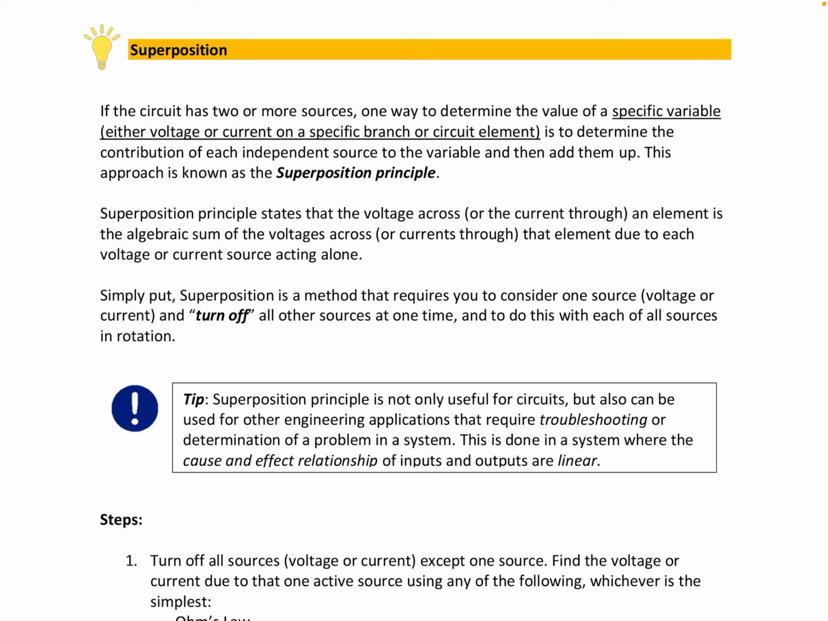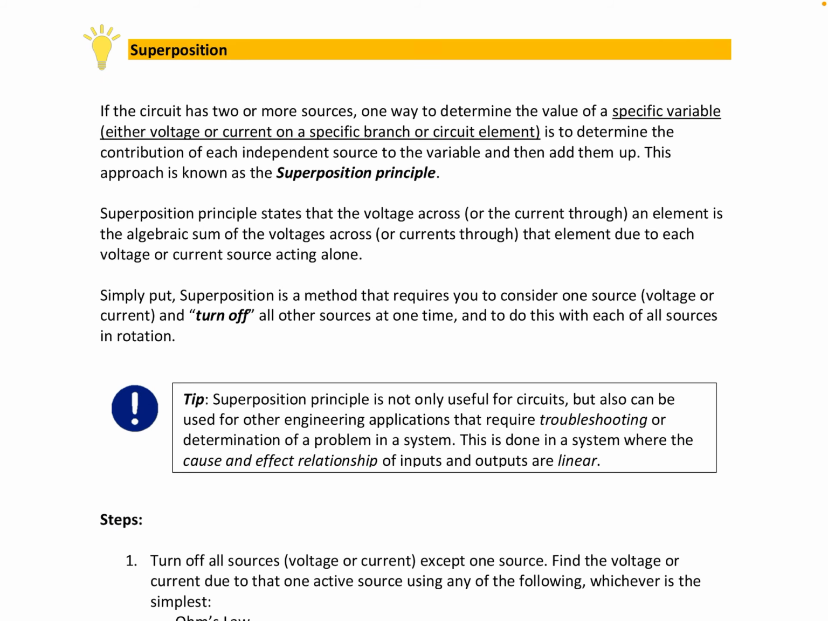If the circuit has two or more sources, one way to determine the value of a specific variable, and this would be either voltage or current on a specific branch or across a circuit element, is to determine the contribution of each independent source to the variable and then add them up. This approach is known as the superposition principle. So just to reiterate, the superposition principle or superposition theorem applies to circuits with two or more sources.